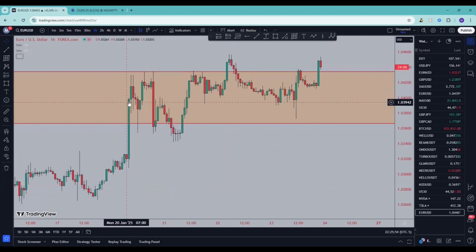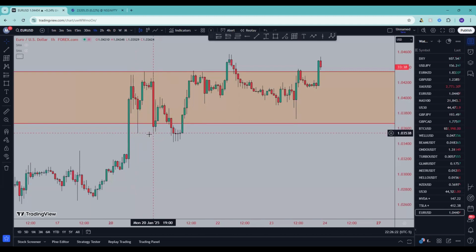Now, this is the first time price entered into this zone. The first thing I would have been looking for is a change of character. I didn't get any change of character here. I didn't get any here. This is the first place I would have looked for. This is the first low I would have expected price to break. Price didn't break it. It just somehow touched the low. It didn't go below it. It touched it with a wick.